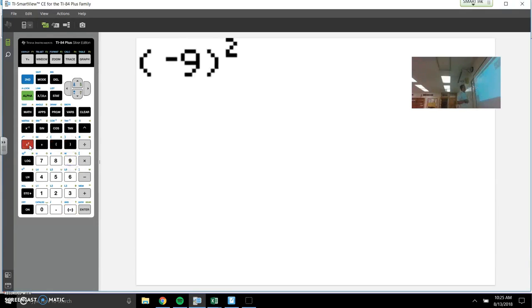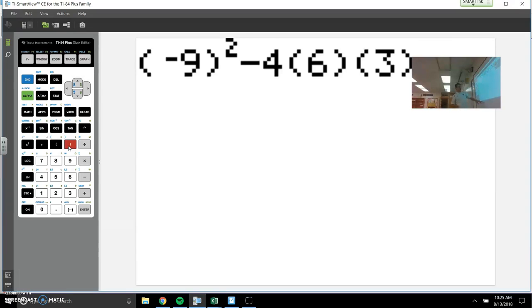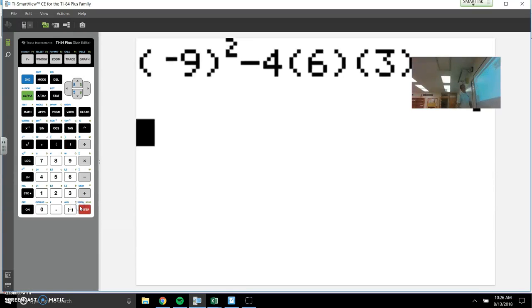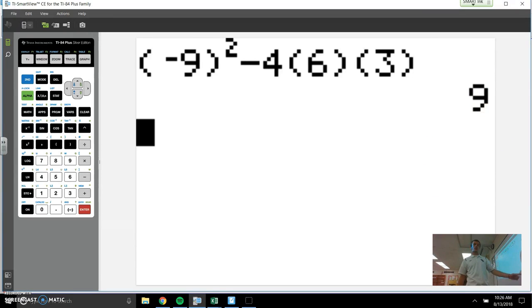So negative 9 squared minus 4 times a times c. I want to double check that I got those values correctly. Negative 9 squared minus 4 times 6 times 3. All that looks good. So it looks like my discriminant value is 9. Let's put that in the bottom corner here.